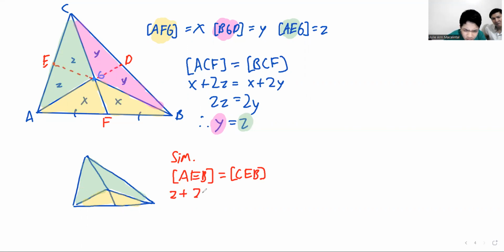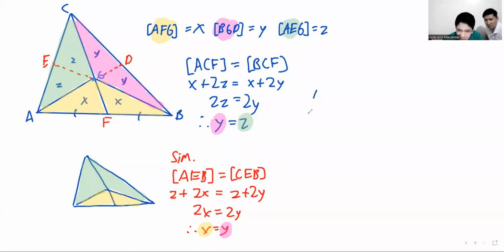B plus 2x is equal to z plus 2y. So therefore 2x is equal to 2y. Therefore x is equal to y. So particular X is, yes. So now the X, how you wrote the X. So X equal to, so therefore our entire yellow triangle has an equal area with that of the pink triangle.